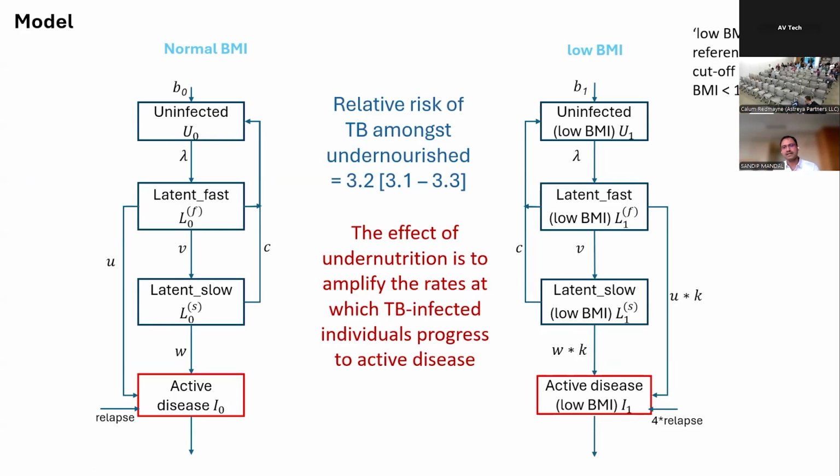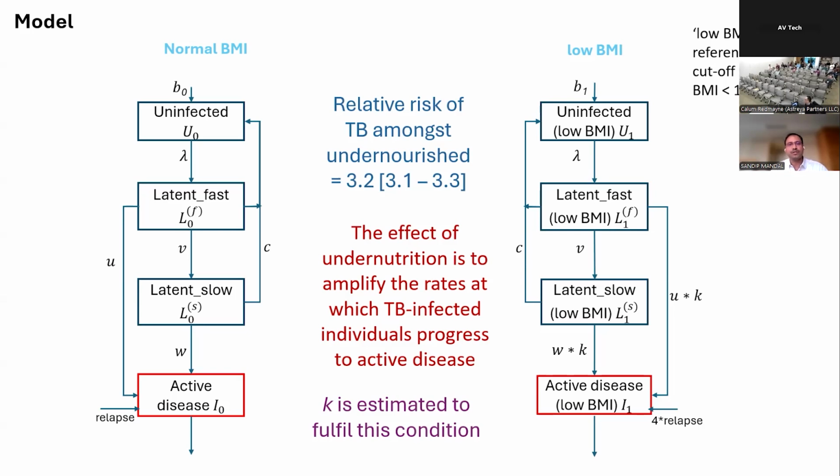Also, you should remember that relapse risk is much higher in the low BMI population, around 4 times higher than in the normal BMI population. Now we calibrated our model in such a way as to capture this, meaning we estimate the value of K. What value of K will give a relative risk 3.2 times higher than normal BMI? This way the model has been calibrated. That was the first step of model calibration.